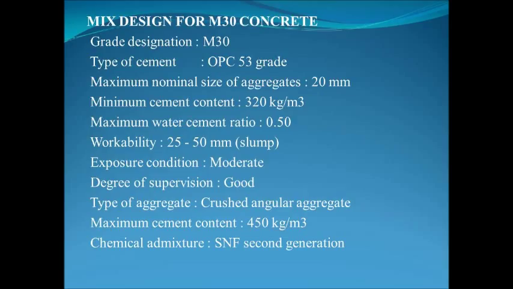Mix design for M30 concrete. Grade designation M30, type of cement OPC 53 grade, maximum nominal size of aggregate 20 mm. Minimum cement content 320 kg, maximum water-cement ratio 0.50 is taken. Workability 25 to 50 mm slump. Exposure moderate, degree of supervision good.